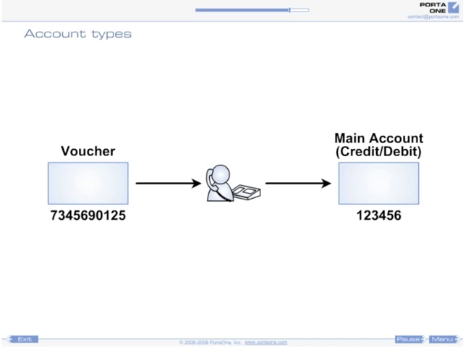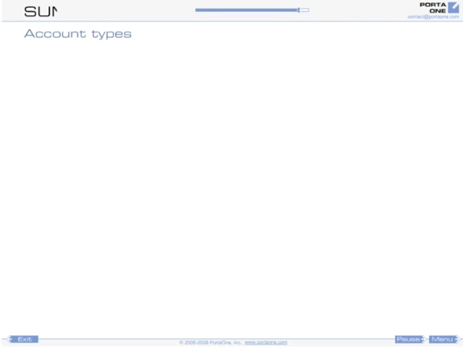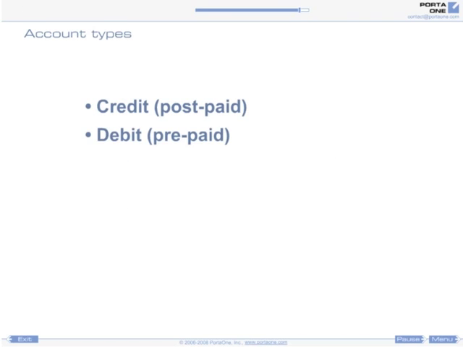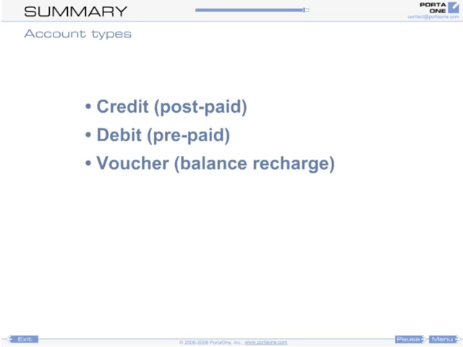Every voucher has an ID number, and customers top up the balance on their main account by using this ID. So if, for example, someone buys a voucher for $10, then $10 will be added to his main account. PortaBilling offers both credit and debit types of accounts for various combinations of prepaid and postpaid services. PortaBilling vouchers allow your end users to top up the balance on their main accounts.